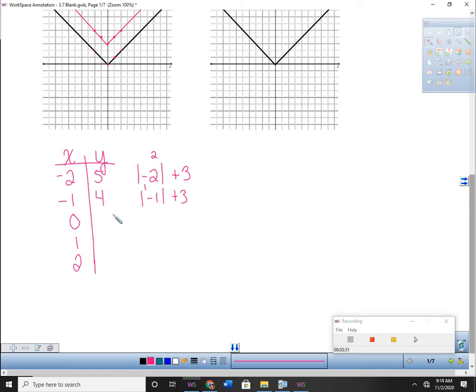Then you're going to do the same thing with 0. So the absolute value of 0 is 0, and if I add 3 to that, I get 3, correct? And then you're going to do the same thing with 1. The absolute value of 1 is 1, plus the 3 gives you 4. Look at where your point is. 1, 1, 2, 3, 4. And I want to point this out. Do you see how it was going down, 5, 4, 3, and now all of a sudden it's going back up? The next one's going to be 5, right?